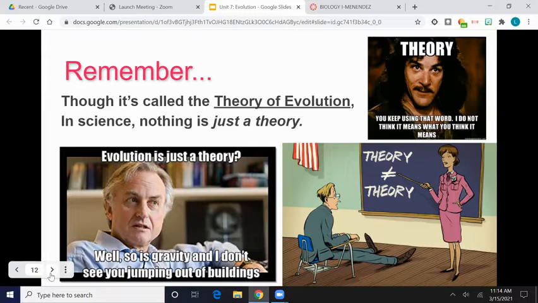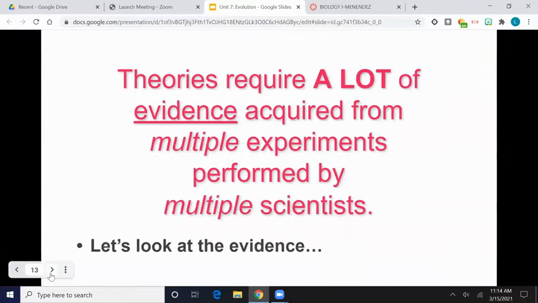It's very different from if you were to walk up to your friend today and say, "Hey, Megan, I have a theory. I think that these two people are dating." That is very different from how we use theory in science. Theories in science require a lot of evidence acquired from multiple experiments performed by multiple scientists. And this is over many, many years. So it's not just someone had this bright idea and that's what we go by. Lots of experiments, lots of scientists, lots of evidence.